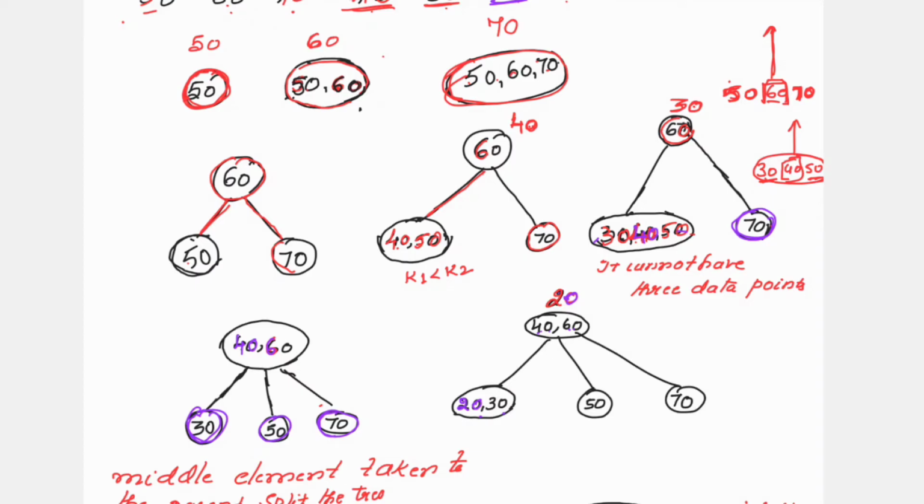Then the 30 will be kept as it is in the same node. 50 and 70 are there. So here not a problem, because two data elements can be there in the node. You are not supposed to keep three data elements in the node. Whenever you see three data elements, then you need to simplify it by pulling the middle node to the root node, and the other two nodes you need to separate it out.